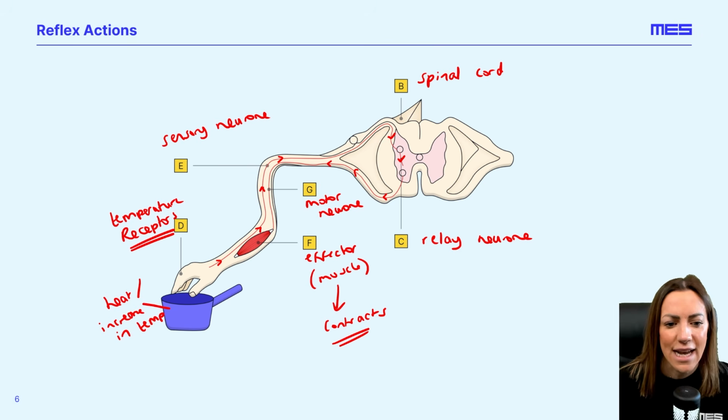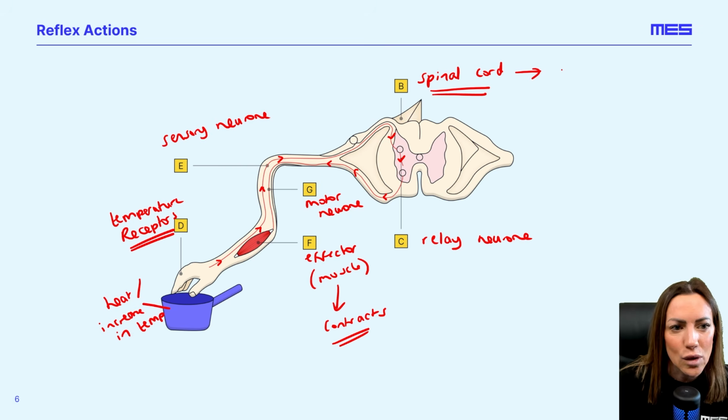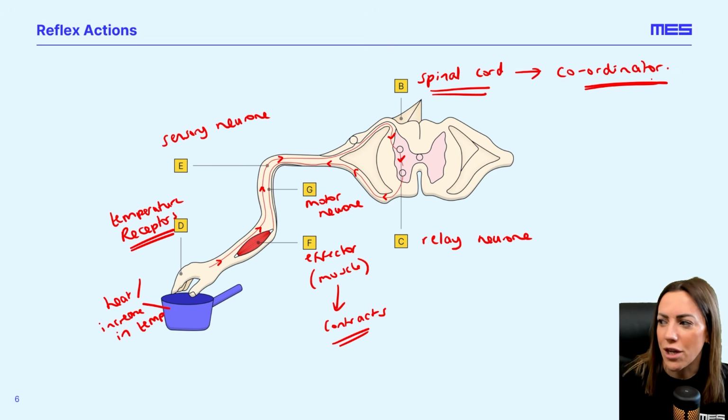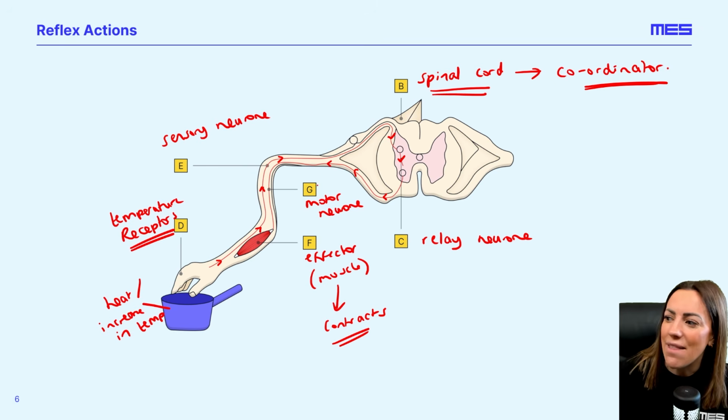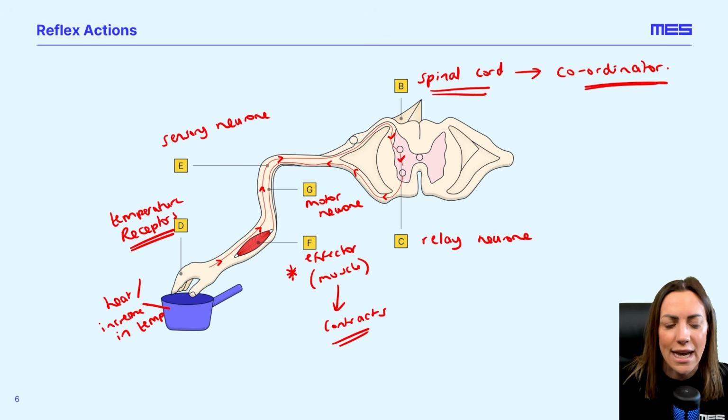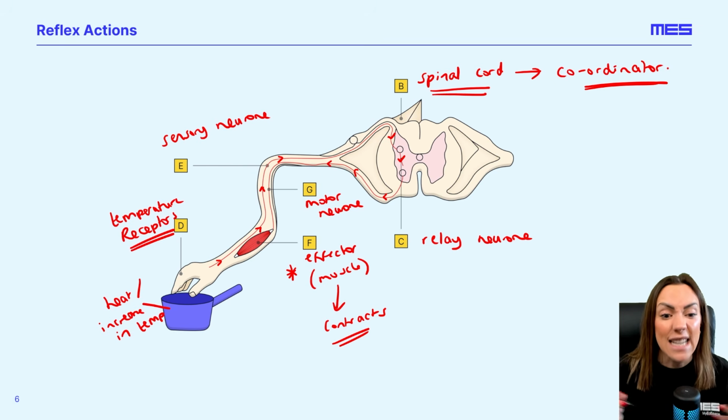Just one more thing to mention here, another word that you might hear. The spinal cord in this example is acting as what we call the coordinator in this reflex action because it's receiving the electrical impulse along the sensory neuron. It's going to coordinate the response and send the electrical impulse out down the motor neuron so that the muscle will respond appropriately. It will contract to move the hand. So the spinal cord is referred to as the coordinator. If this reflex action did involve the brain, then the brain would be the coordinator. Basically, the central nervous system we describe as the coordinator.